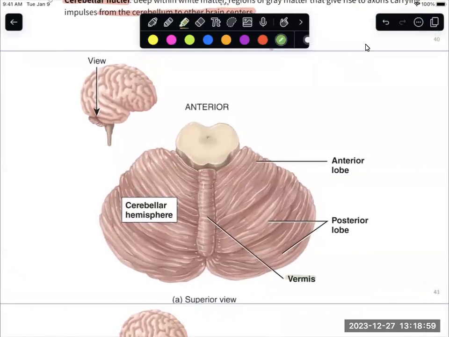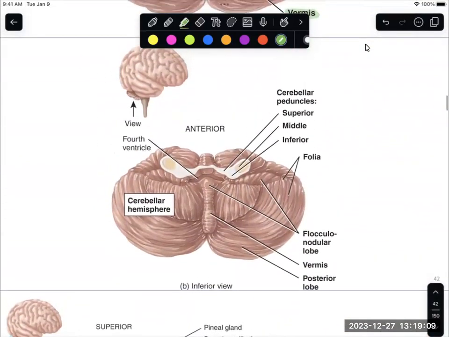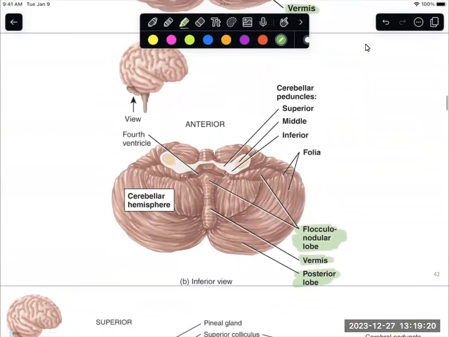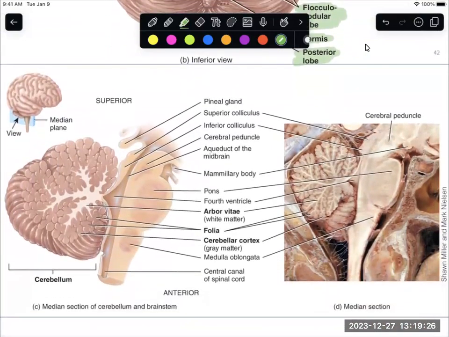I mentioned the vermis. We have a posterior lobe and an anterior lobe. We're looking down on it. Now, if we look underneath, we still have that vermis with the posterior lobe, but here we see that flocculonodular lobe. Here we can see it from the side. We see that cerebellar cortex, that gray matter, of that cerebellum.